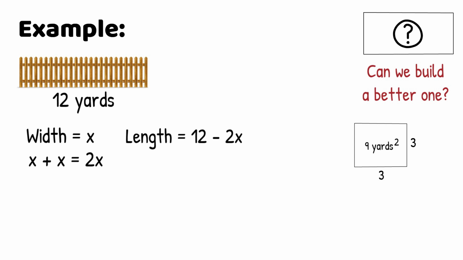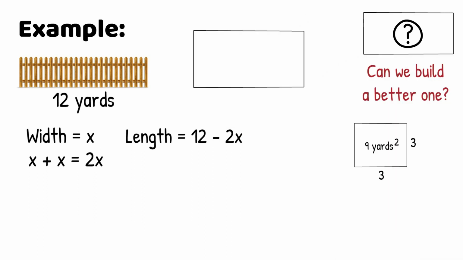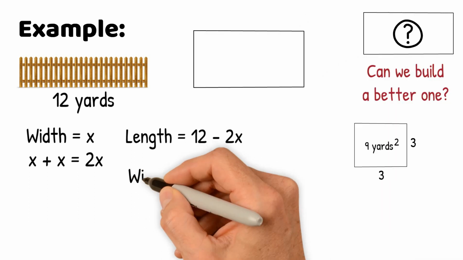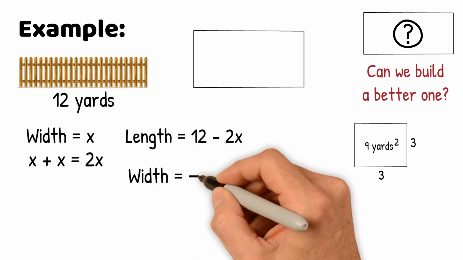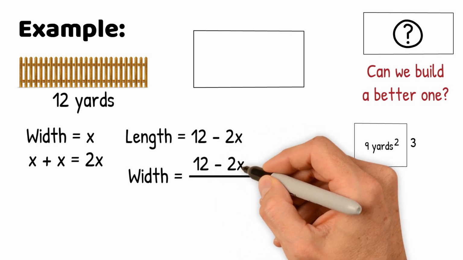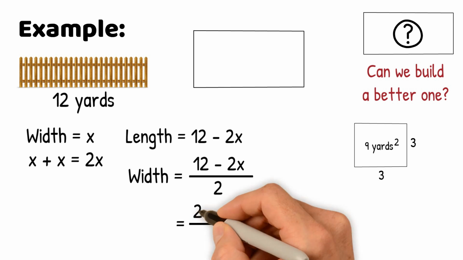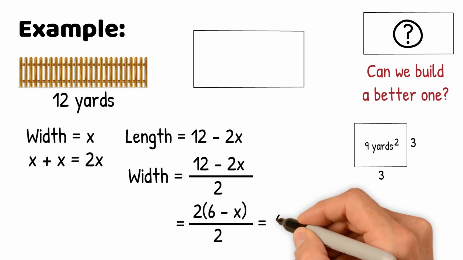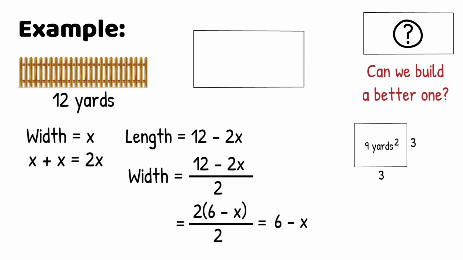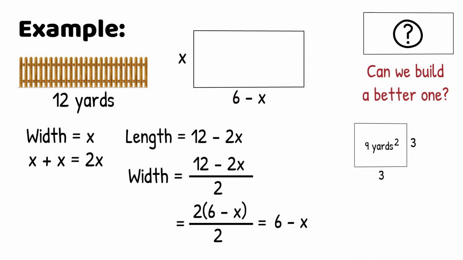So one dimension was 2x. The other dimension would be a total of 12 minus 2x yards. That means, because you have to divide it up amongst two sides, that length would be 12 minus 2x divided by 2. Now 12 minus 2x divided by 2, by dividing each side by 2, can be further simplified into 6 minus x. So one dimension, let's call it the width, would be x. The other dimension, let's call it the length, would be 6 minus x.